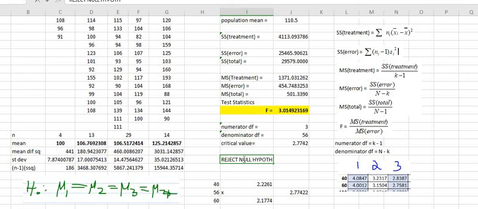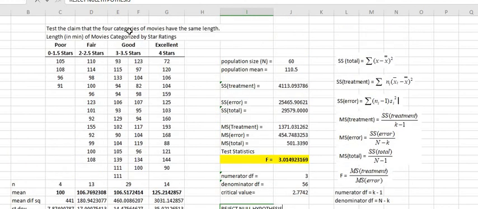So, you have to write your conclusion. Okay? We reject the null hypothesis. Therefore, our decision is, ano na decision natin ngayon? There is sufficient evidence to warrant rejection of the claim that the four categories of movies have the same length.